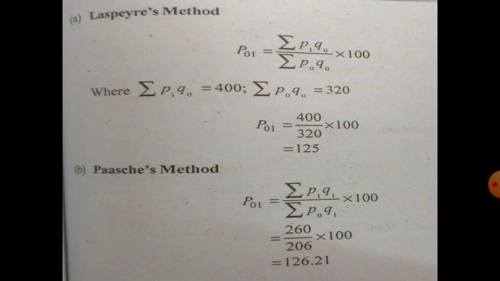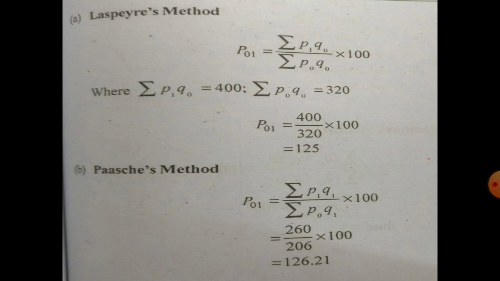So Laspeyres' method is P01 equal to summation of P1 Q0 divided by summation of P0 Q0 into 100. So the numerator value will be 400 and the denominator value will be 320, into 100. So your answer is 125. The next one is Paasche's method.